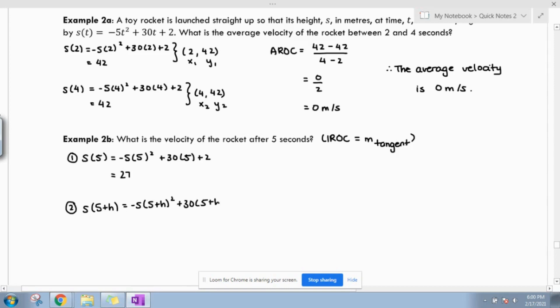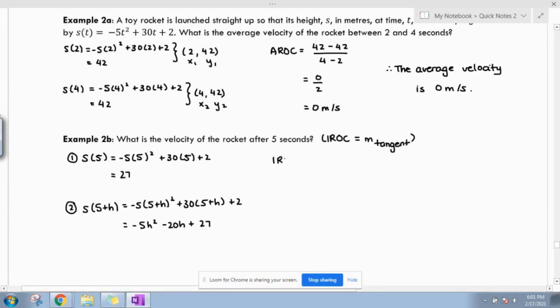So exactly like what I'm doing. And then I'm going to simplify this. Now, when I simplify this, I'm not going to show all the work, but you're going to end up getting negative 5h squared minus 20h, and then plus 27. So now that I've gotten s of 5 and s of 5 plus h, I'm going to use the formula from yesterday to help me figure out my instantaneous rate of change.